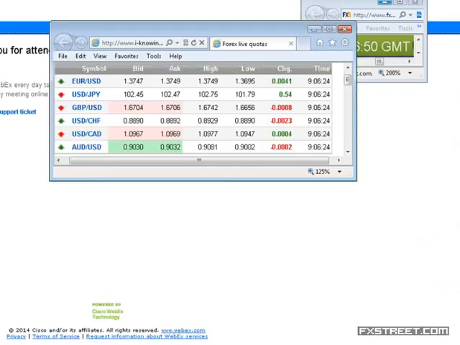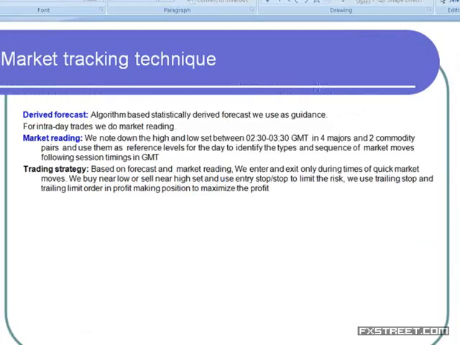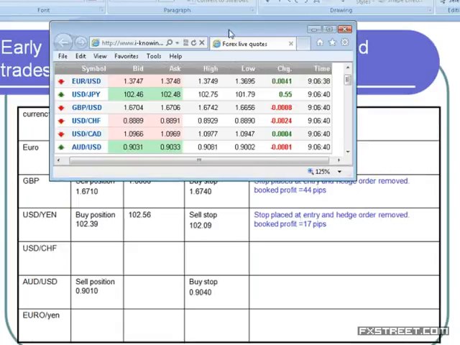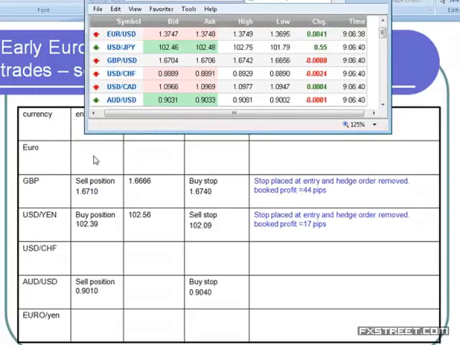Then I will try to show the trade, what I have done. So this is during part 1. I have taken the positions. In the case of Euro, I have not taken any position because the spread was wide. And now we can take a position.